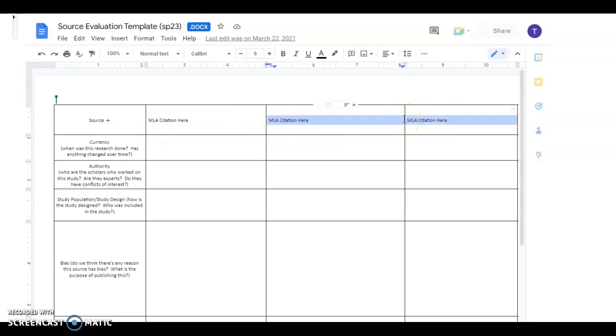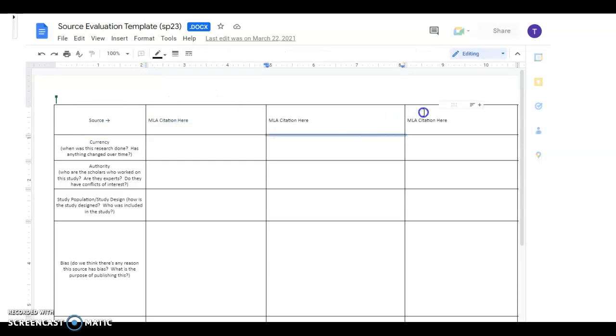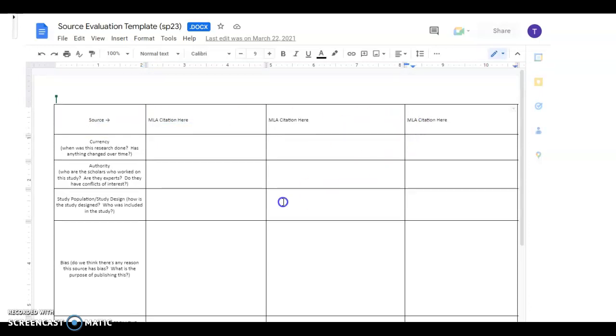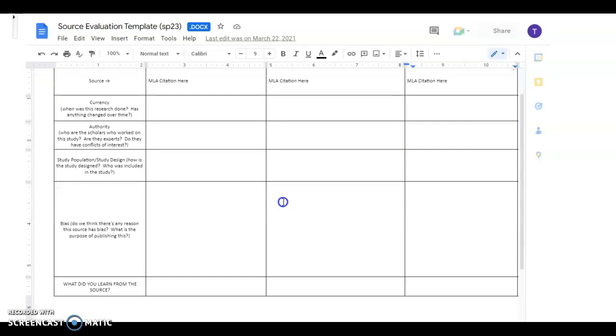You don't obviously need to put the source that you are fact-checking, okay? The whole paper is designed to see whether or not that's credible. But it's the information you're using to do that fact-checking. Every source goes here. Feel free, add columns to the right as you need to, and just go through and think about, well, what's the currency? Is this the most current information we've got? Has anything changed over time?